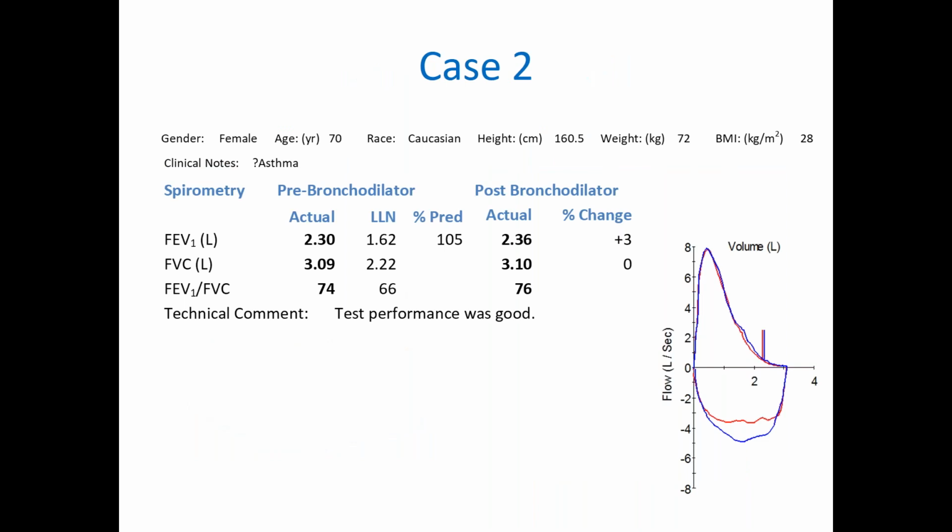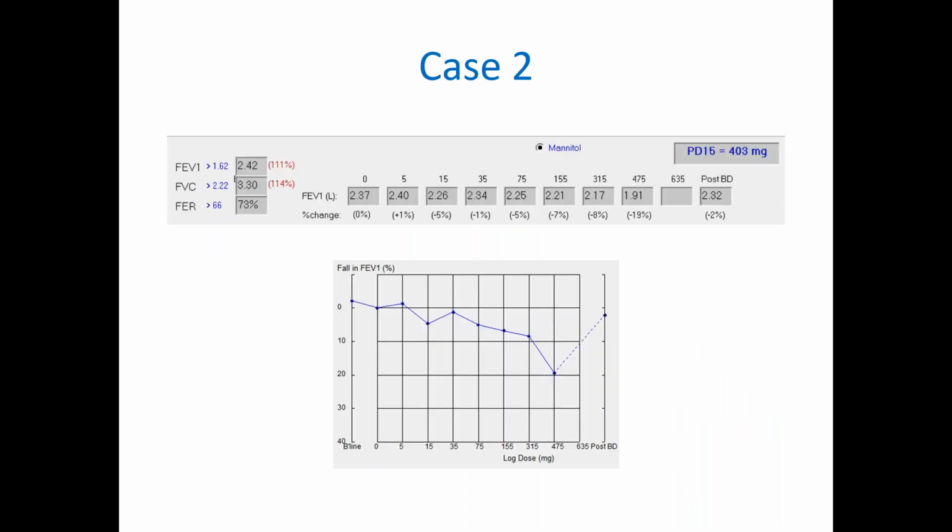So if we go back to case 2 again, who was the lady who they were querying asthma in, that we saw no obstruction on baseline spirometry and no bronchodilator response. She went on to have a mannitol challenge on a separate day. You can see here, this is her baseline spirometry that was performed, which shows that it's still within the normal range.